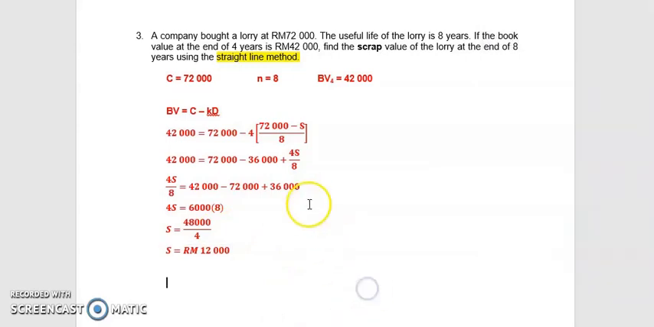Note that when you find scrap value, your answer must be lower than cost and lower than book value year 4, because scrap value is also equivalent to book value year 8.